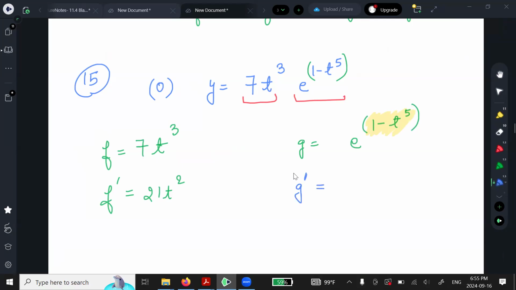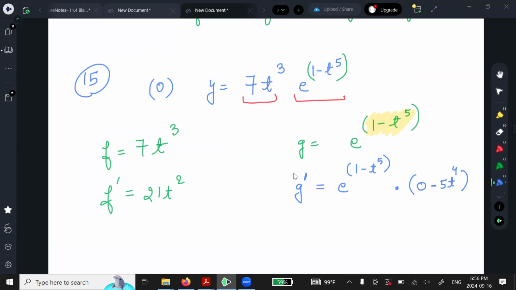Okay. What is the derivative of e applying a chain rule? Just copy that, e to the power 1 minus t to the power 5. But you're not done here. What do you multiply with? The derivative of that. So 1 is 0. What about that guy? You see why I wrote 0? Because there was a negative. Do not miss the negative.